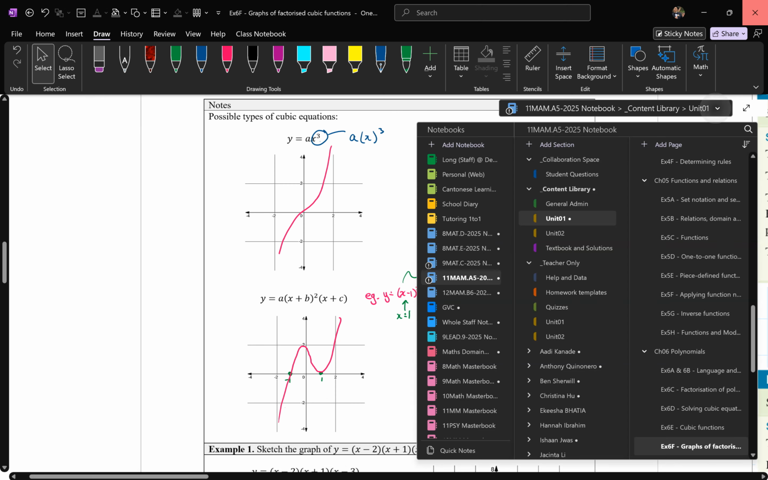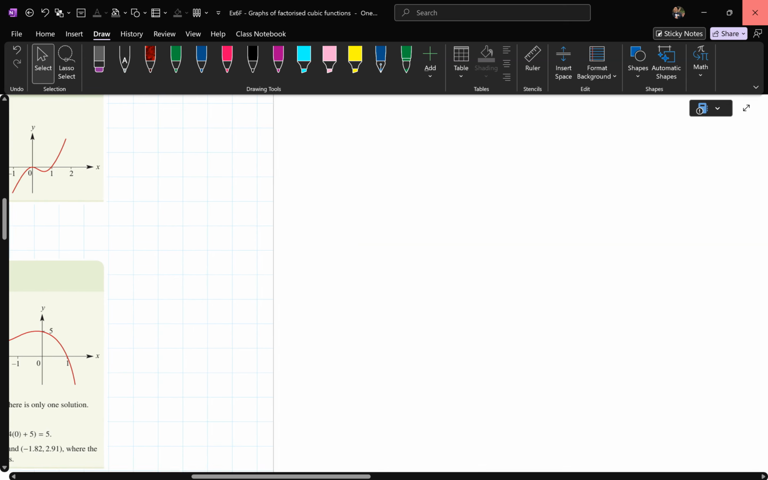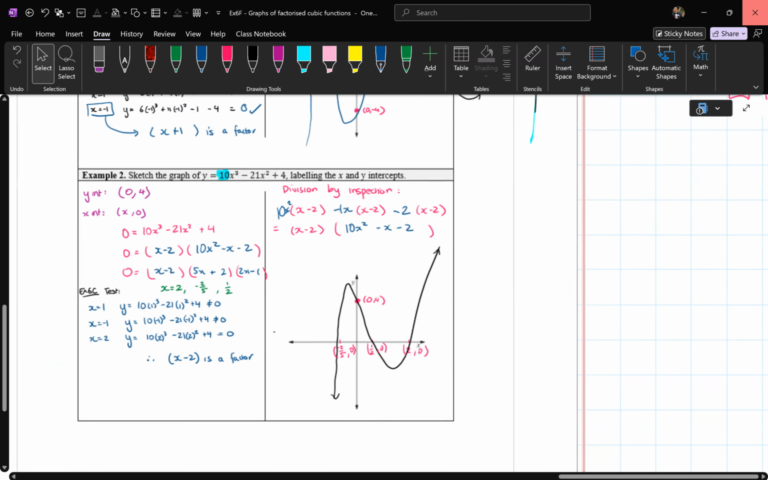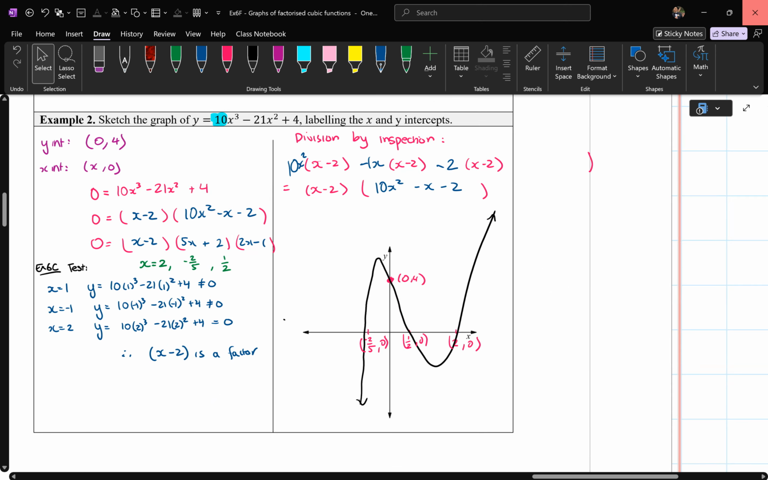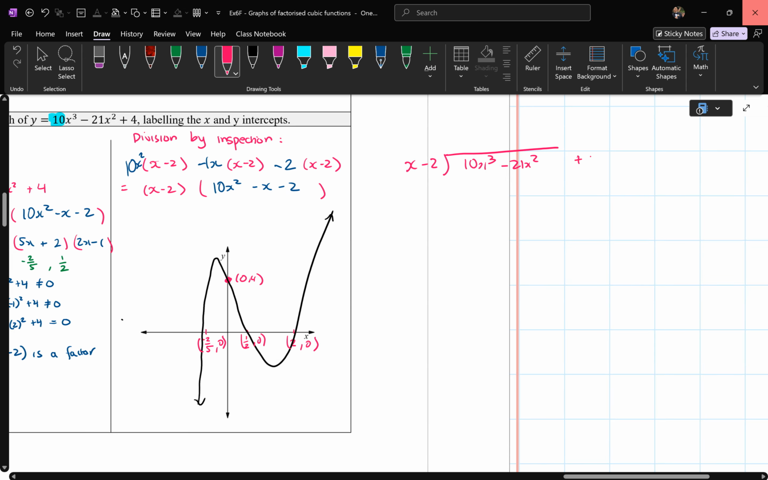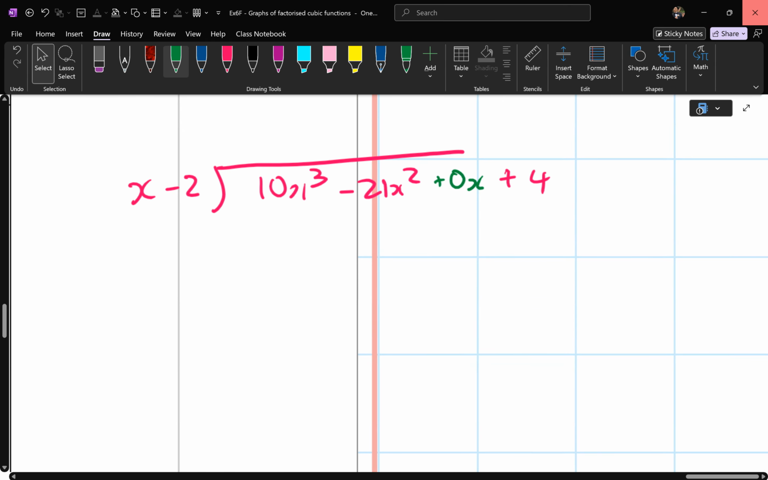Oh, yep. Do you always put positive 0 in that gap? Yep. So it's never negative 0. Oh, well, whether you put a positive 0 or negative 0, it's going to be the same because you times it by 0, it doesn't matter. So, for example, this one, if I were to do the polynomial division way, you would have had x minus 2 on the outside, 10x cubed minus 21x squared, and then you got a plus 4, yeah? That gap, you can put in plus 0x. But whether you put a plus or a minus, it doesn't matter.